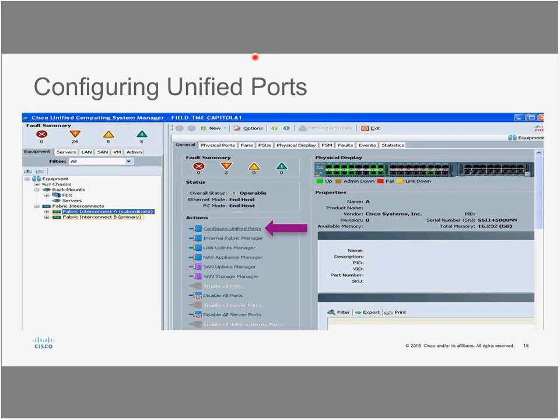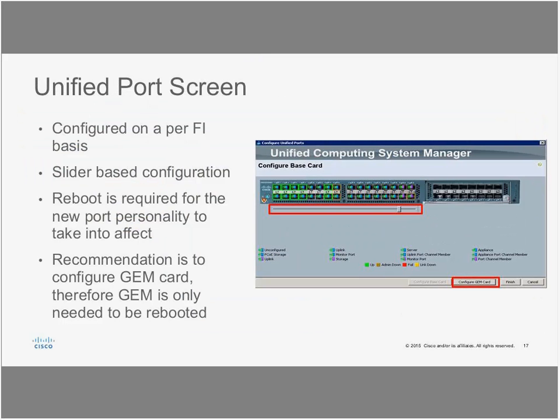If you need to configure this unified port, you basically need to click on this link, configure unified port. If you click on it, it will take you to the next page. This is what you get. There's a slider here that allows you to decide which ports you want to configure with the Fibre Channel role or lossless Ethernet. You just slide your way through here and set it where you want your ports to be lossless Ethernet versus Fibre Channel.